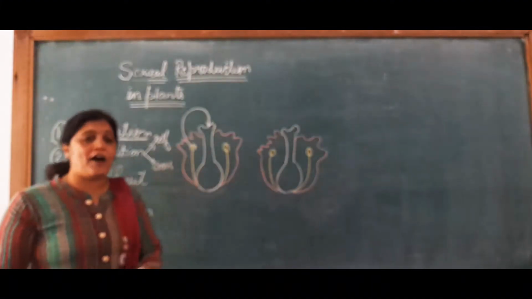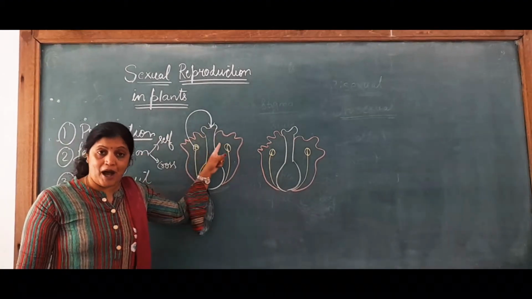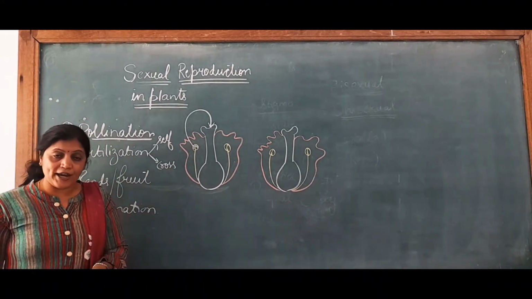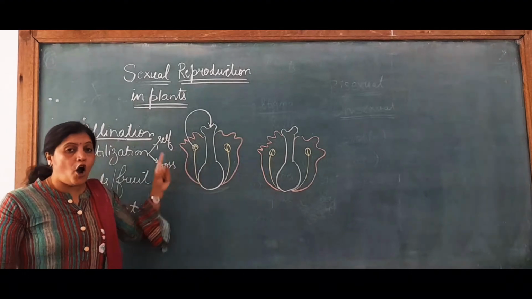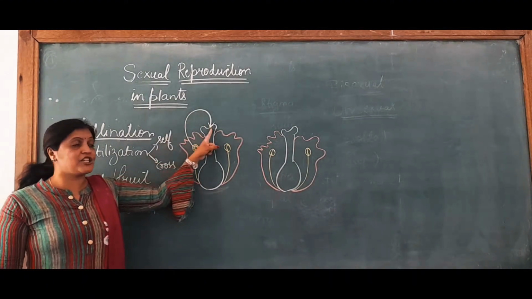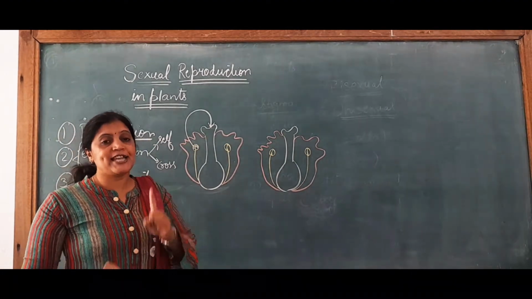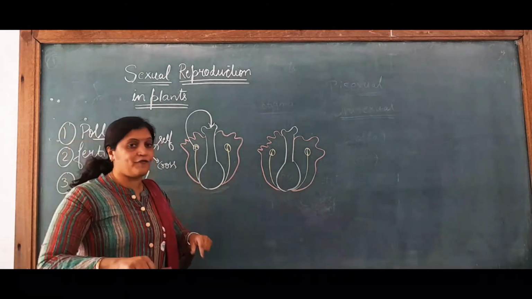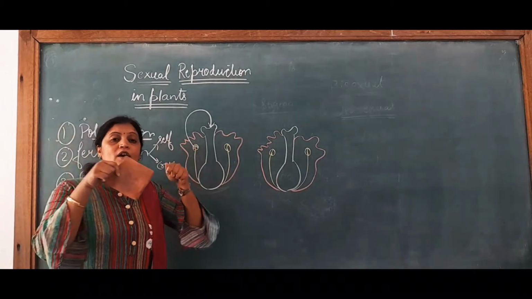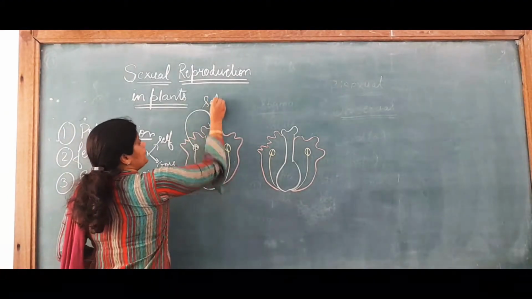Now what is the meaning of self-pollination? If the pollen grains of a flower reach the stigma of the same flower or another flower of the same plant, either the same flower or another flower of the same plant, this is known as self-pollination. Self means itself only. So either its own flower or its own plant. This is called self-pollination.